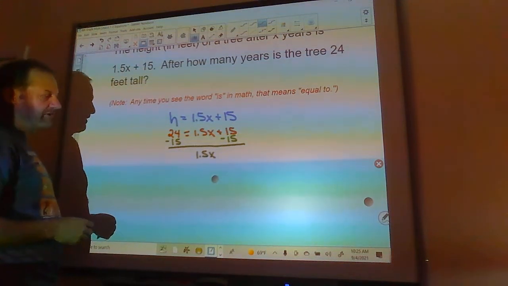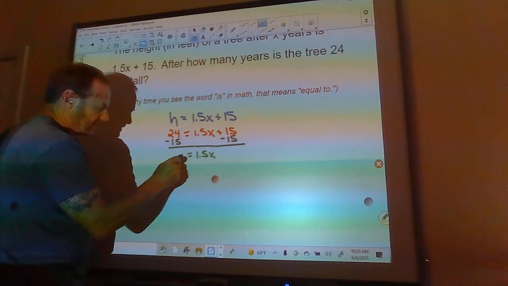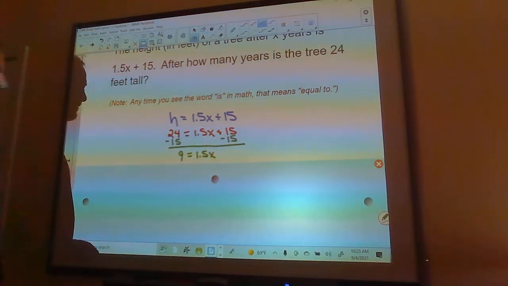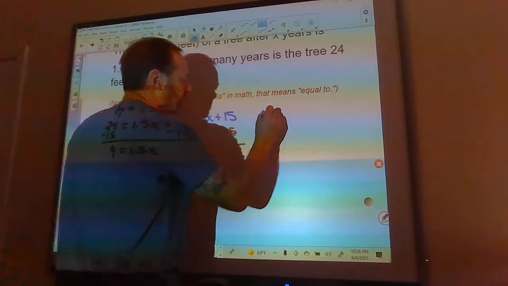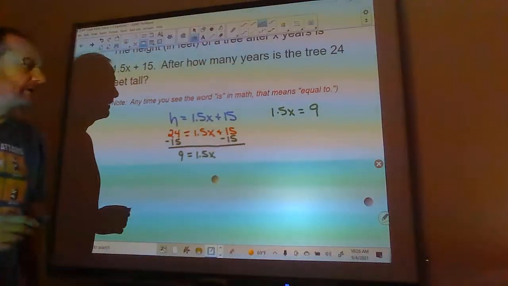Now, I always like to have my variable on the left side. You know, like right here, I've got it. This is 9, by the way. I've got it on the right side, and I don't really like that. So I'm just going to switch it around. 1.5x equals 9. Just because that makes me feel happier and I can think better.